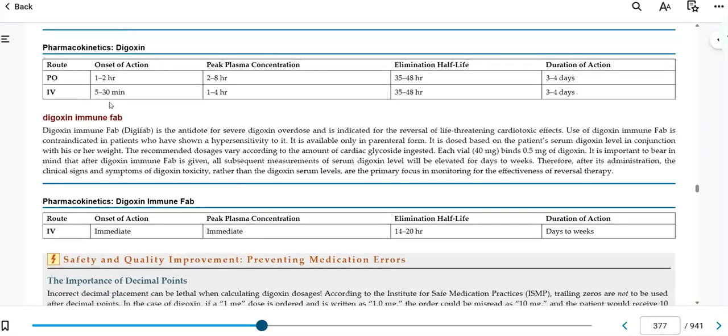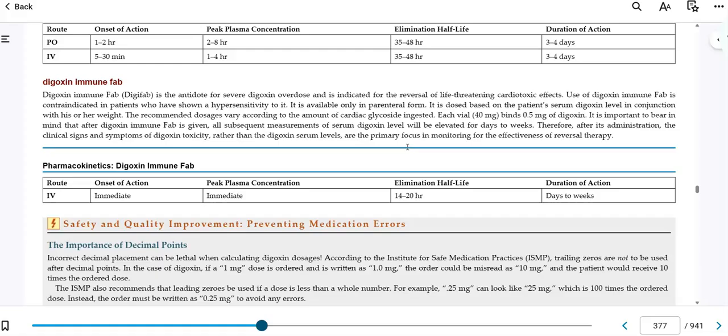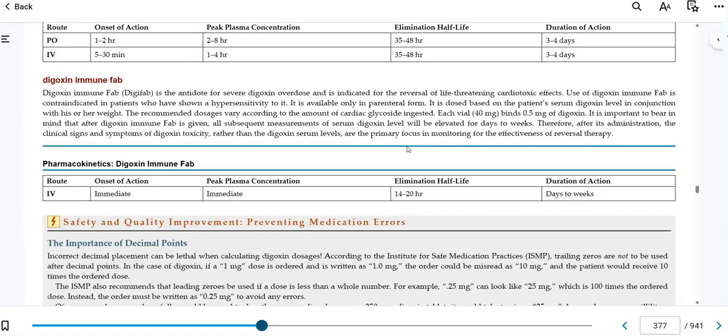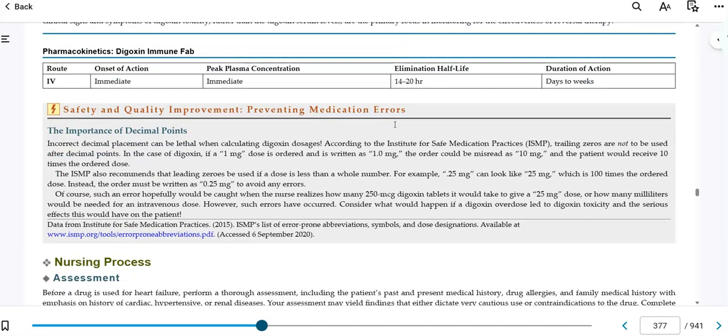Okay, let me scroll down to here. DigiFab is what I give to someone who has a severe digoxin overdose. So we mentioned over 10, I believe, at the top, or hyperkalemia or ventricular dysrhythmias.